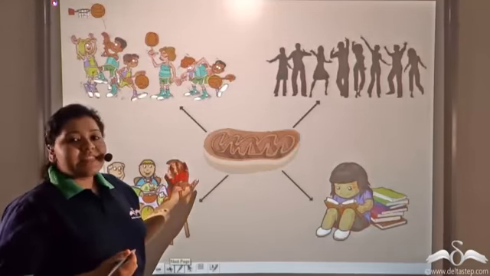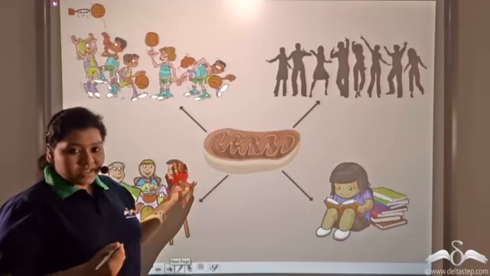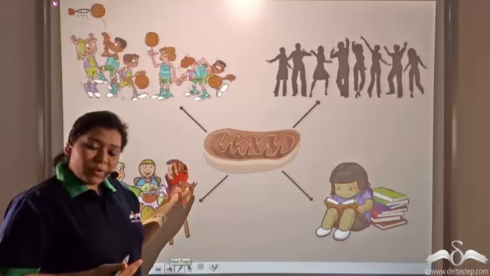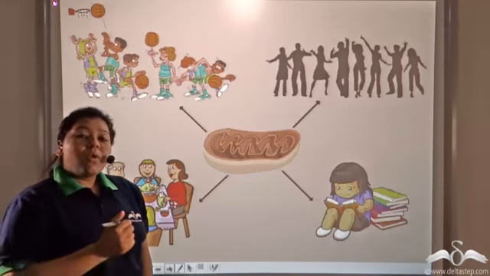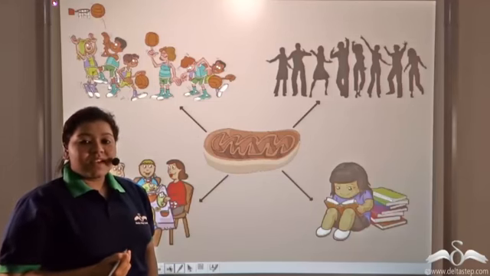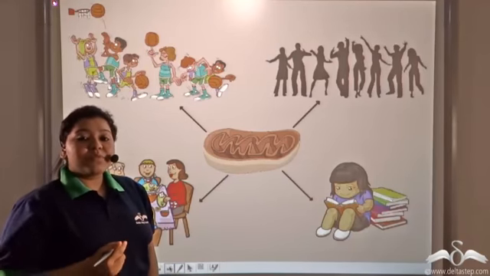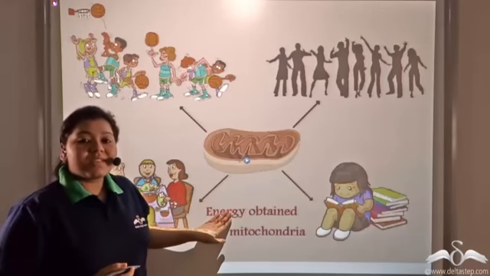So let me guess your daily activities. You wake up in the morning, you go to school, you study there, you come back home, you have your lunch, and you go off to play. So all these activities require a lot of energy, and this energy is being provided to you by the mitochondria that is present in your cells.